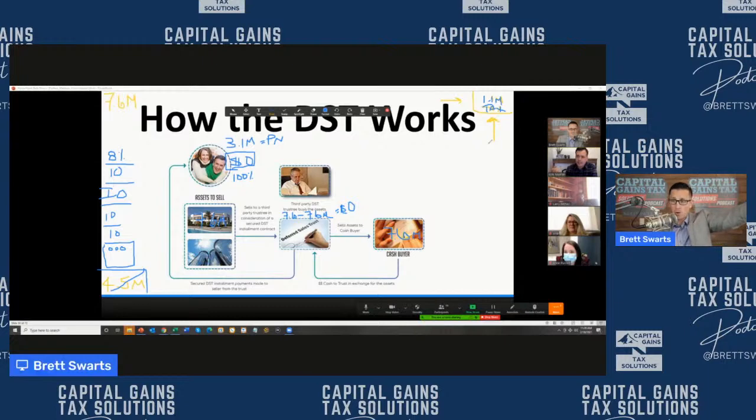So think of it like a 401k. If I send my money to the 401k, I'm getting some kind of tax advantage. The same thing with the DST, except there's no minimum required distributions and there's no exit fee. You pay the tax when you do it, right? There's no requirement there.